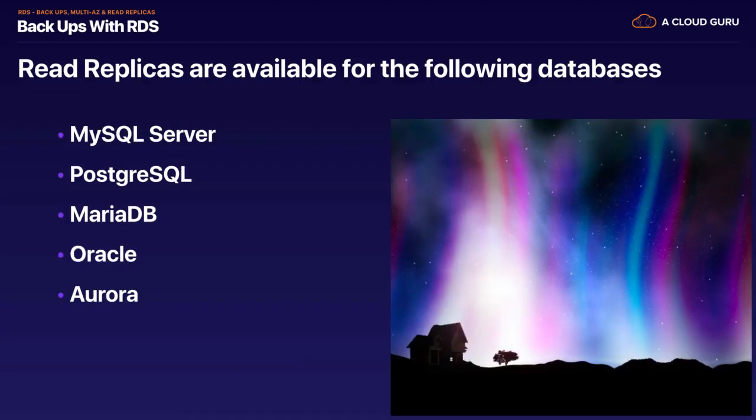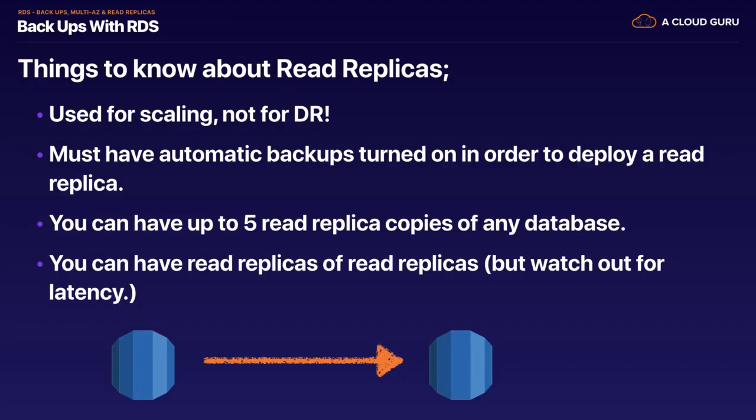And read replicas are available for the following databases. So we have MySQL, we have PostgreSQL, we have MariaDB, Oracle, and Aurora. And the things to know about read replicas is they're used for scaling. They're not used for DR. And they must have automatic backups turned on in order to deploy a read replica. And we'll see that in the lab coming up.